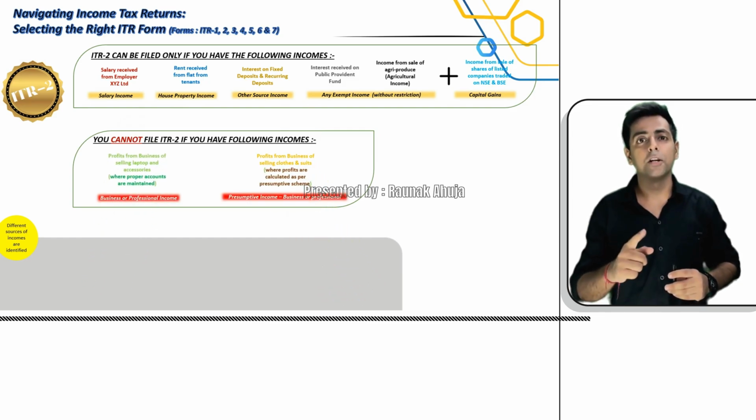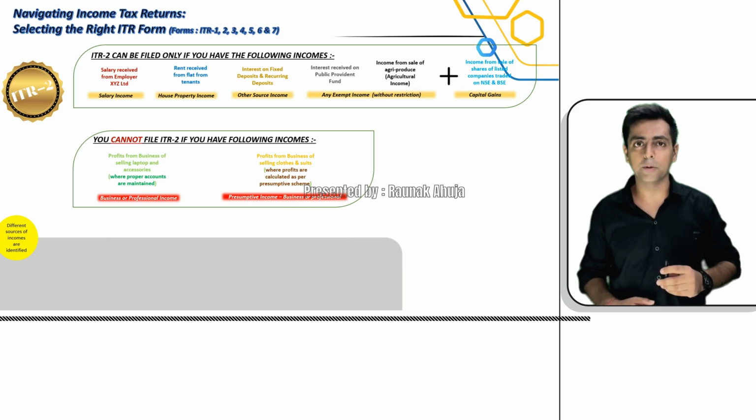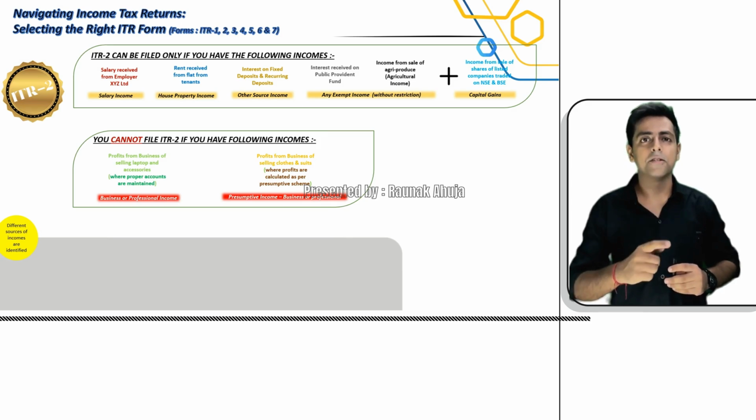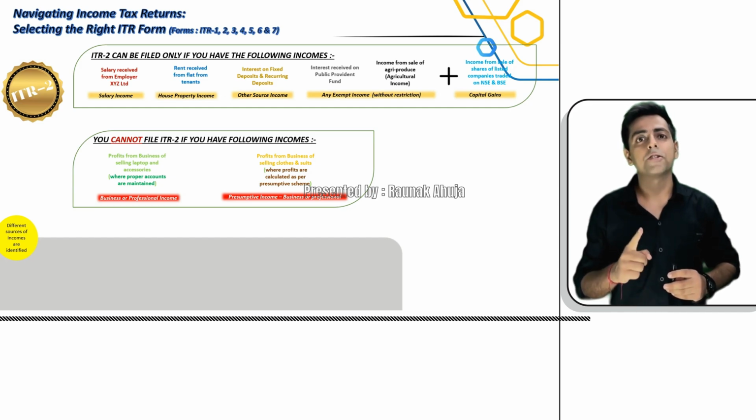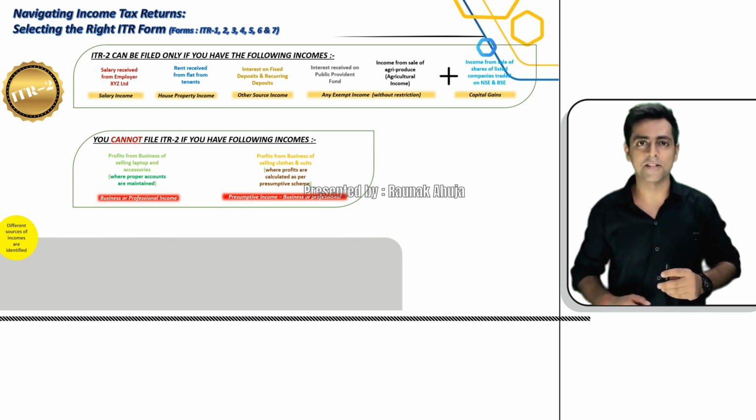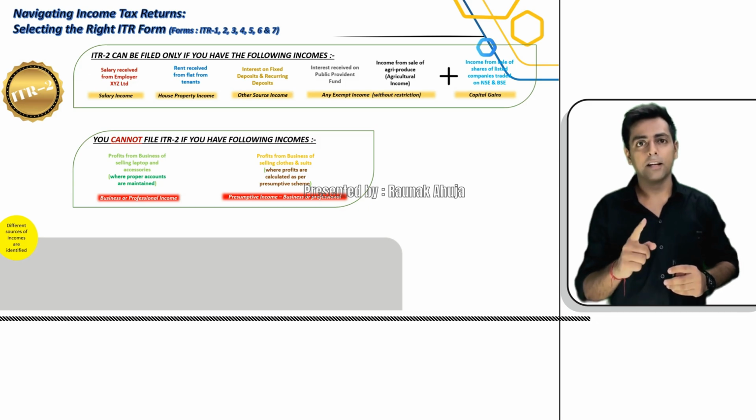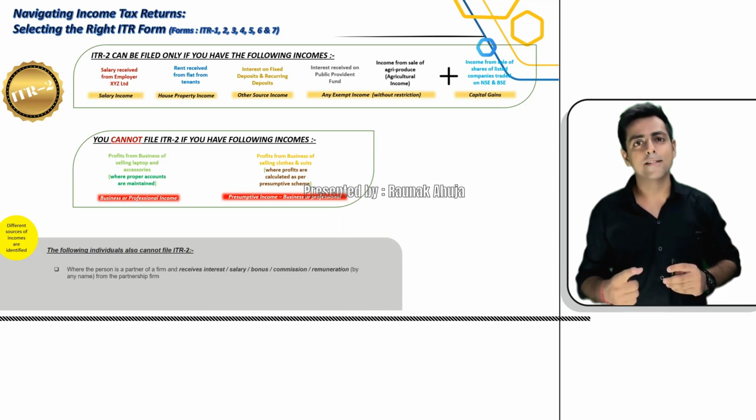However, you will still not be able to file the ITR 2 in case you have any business income or income which is taxable on a presumptive basis. The other conditions that need to be fulfilled before you choose ITR 2 are given here under. You can take a snapshot of it.